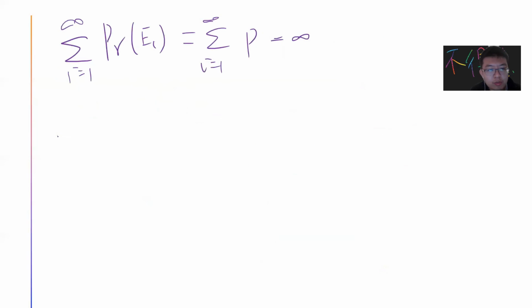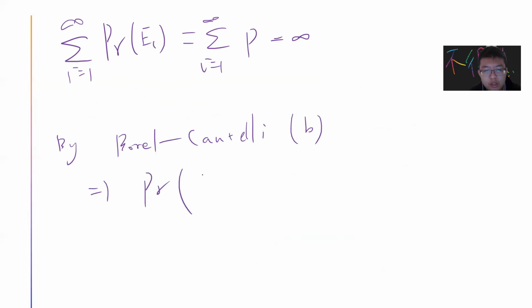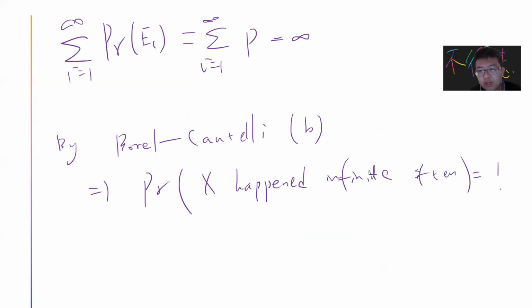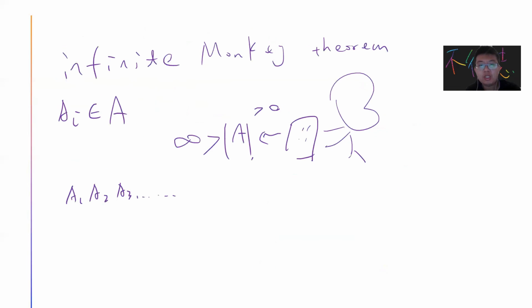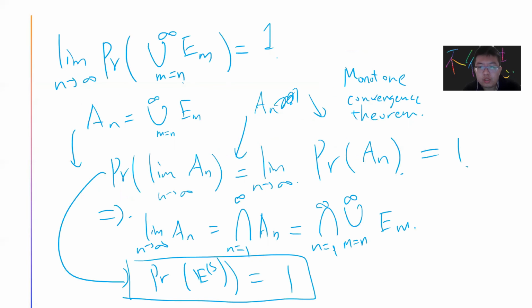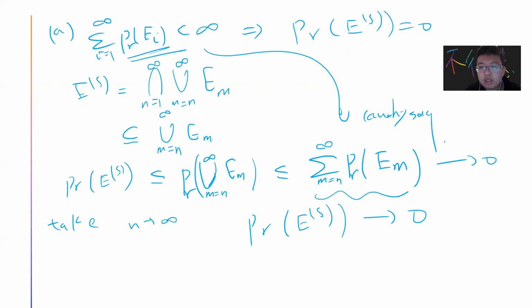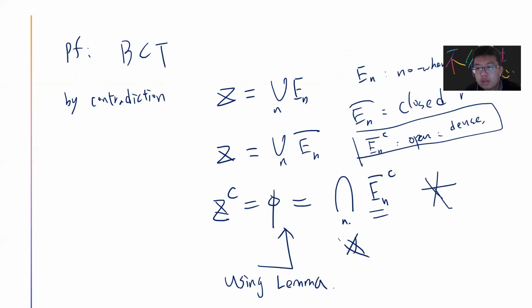So by the second Borel-Cantelli, the probability that X happens infinitely often is 1. This is the infinite monkey theorem: the monkey will almost surely give you any text you want. You can prove this rigorously by using the second Borel-Cantelli. Okay, see you guys in the next videos.